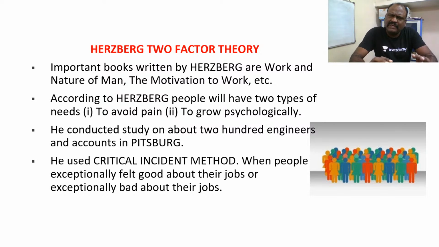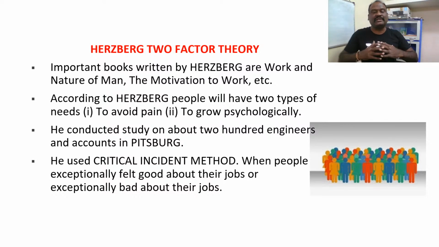Why does Herzberg term this theory the two-factor theory? It is because man is motivated by two types of needs. According to Herzberg, man is motivated by two types of needs. One is to avoid pain, and the other is to grow psychologically.